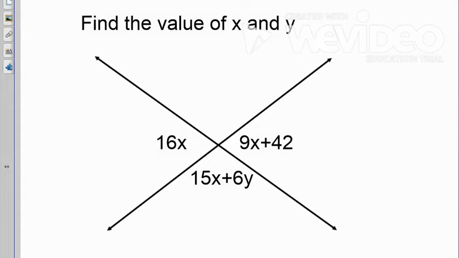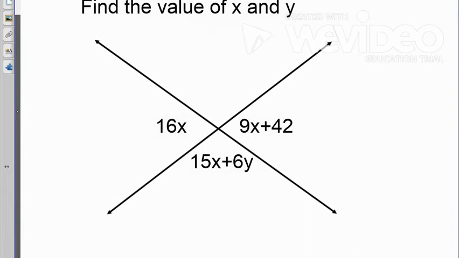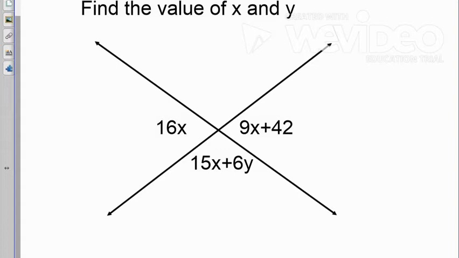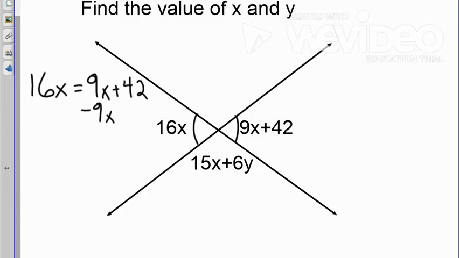First thing we're going to talk about here is going over again how to figure out certain values. This is just our warm-up, so if you want to pause and try this on your own first, you can, otherwise we will start. If you remember, vertical angles are congruent. So this means that these two are going to be equal. So we got 16x is equal to 9x plus 42. So we're going to solve here. Minus 9x on both sides, so we get 7x equals 42. Divide by 7. So x equals 6.